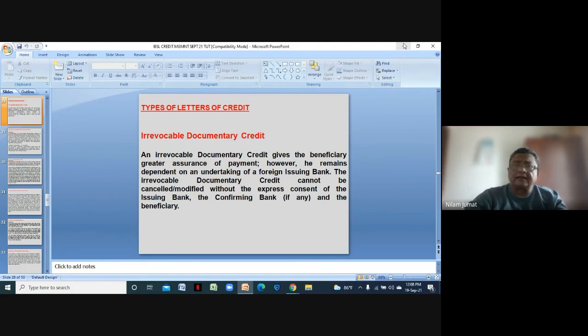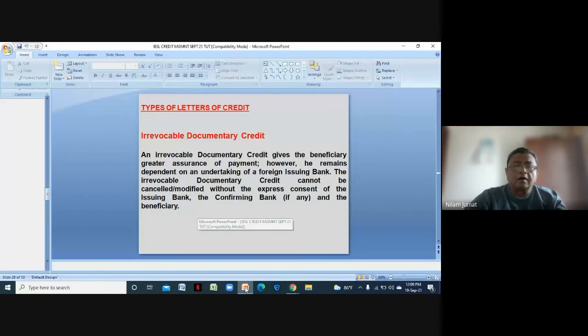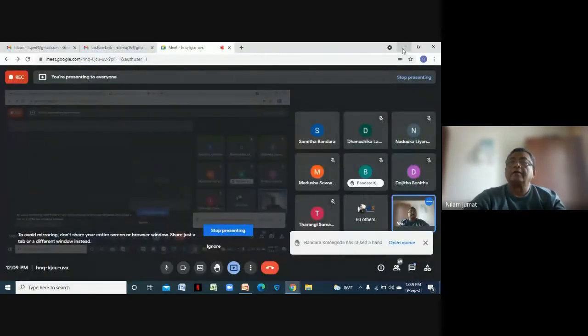Right, friends, that is about letters of credit. Now I have to cover Incoterms.